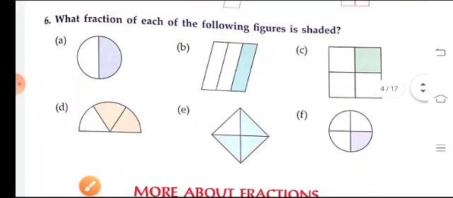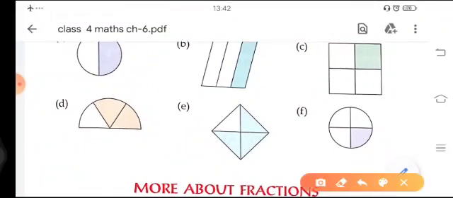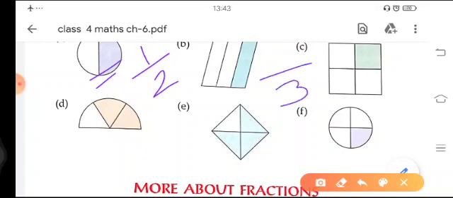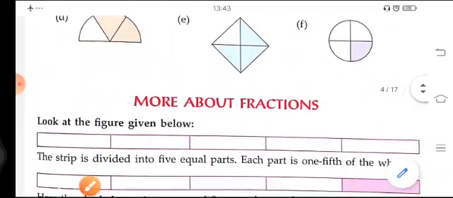Now in question number 6 you have to write the fraction of the shaded portion, right? So if you see a circle, there is only one shaded part and the whole has 2 parts. So you can write 1/2, it means half part. In part B there are 3 equal parts and the shaded portion is 1, so that is 1/3. If you see part D, there are also 3 equal parts and the shaded portions are 2, so it means that you can write it like 2/3. So that is very simple, you can say that.